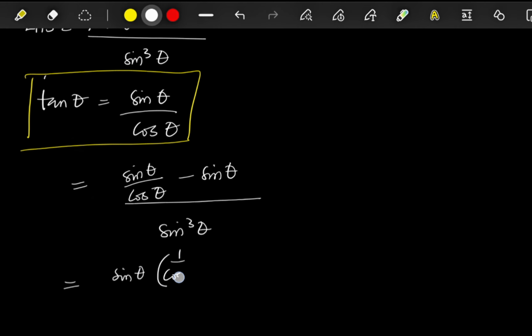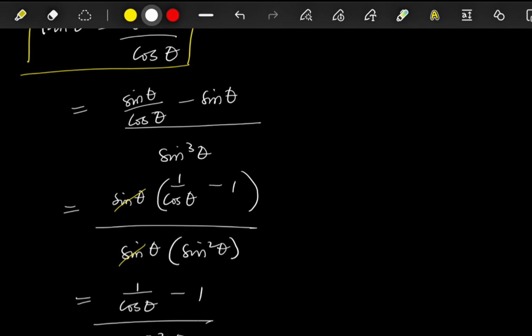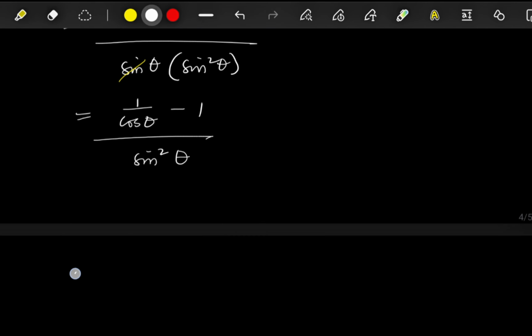So you have 1 over cos theta minus 1 all over, let me bring sine theta out here, then you have sine squared theta here. So this will cancel out, leaving you with 1 over cos theta minus 1 over sine squared theta. Now the numerator can be combined. We'll combine it to be 1. So the LCM is cos theta. So cos theta and cos theta is 1. That will be 1 minus cos theta.